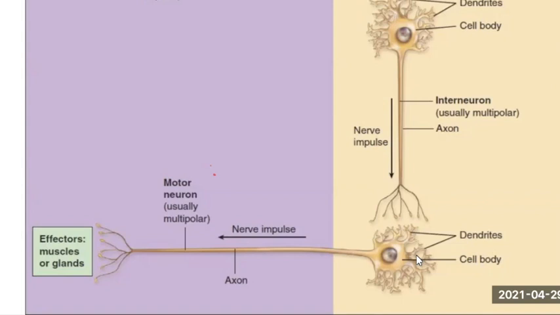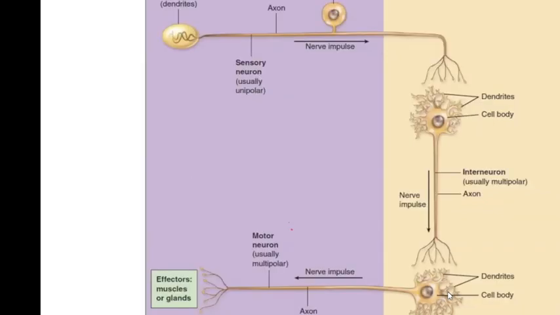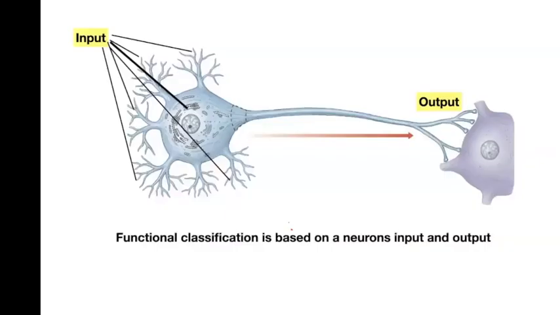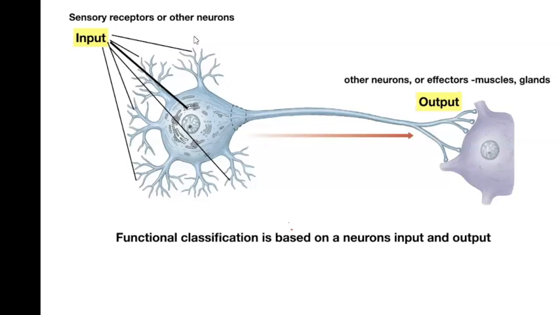All right, so who are you talking to? Where are you getting your information from? What's your input? What's your output? That makes your functional classification. Right? Functional classification based on neurons' input, output. If you're getting your information from sensory receptors, right, over here, then you're a sensory neuron. If you're getting your information from other neurons, you're an interneuron.